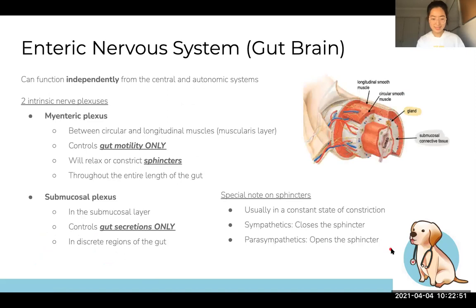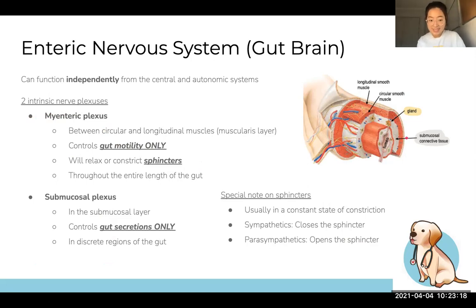So what about your enteric nervous system? The enteric nervous system is also known as the gut brain. The reasoning for that is because it can function completely independently from your central and autonomic system. For your enteric nervous system, we've got 2 main plexuses. First is your myenteric, second is your submucosal. Your myenteric ones control the muscle movement. So it controls gut motility and also controls the relaxation or constriction of your sphincters.